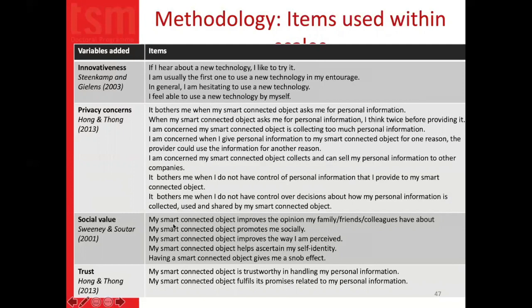Social value: the smart connected object improves the opinion my family has about me. It promotes me socially, improves the way I'm perceived, and it helps assert my self-identity. So there are some items about social value. And trust: my smart connected object is trustworthy in handling my personal information, and it fulfills its promises related to my personal information. And so all these scales exist.